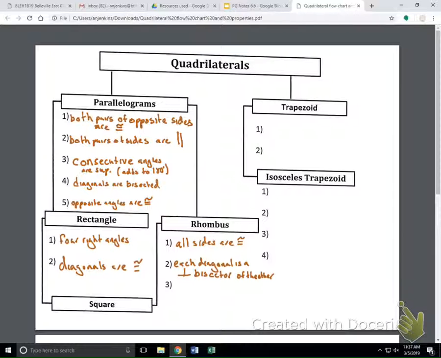Okay, and our last one is also about diagonals. So that's Slytherin. What do you know? Number 3 on the rhombus, third property. Bisects the pair of opposite angles. So each diagonal bisects a pair of opposite angles. Okay.